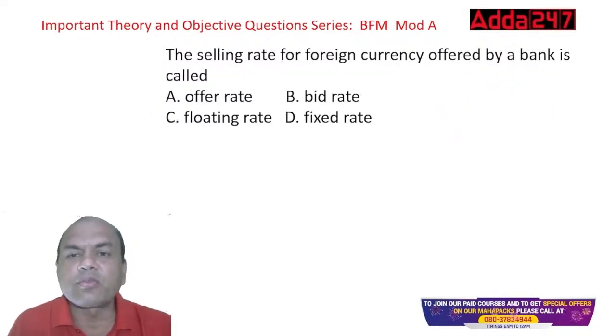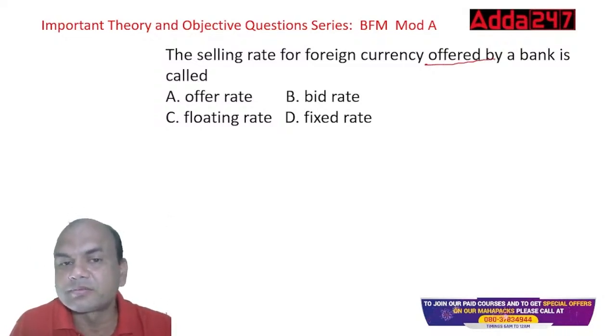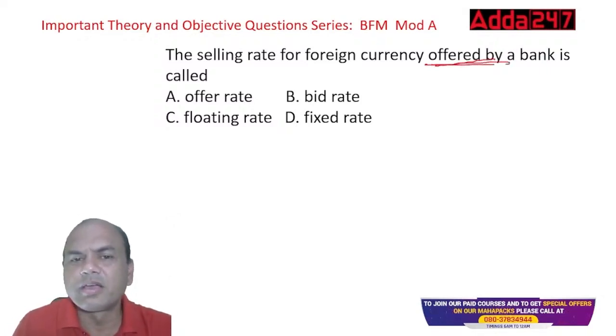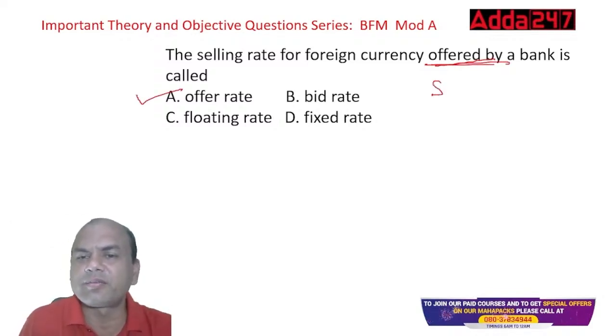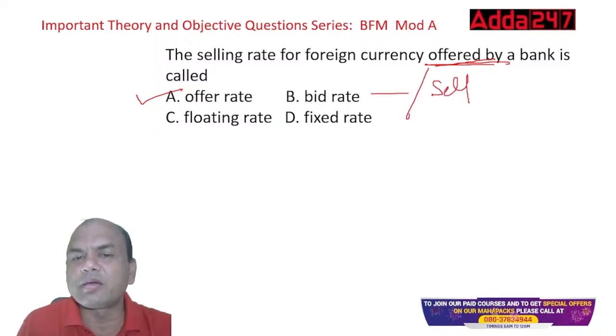The selling rate of a foreign currency offered by a bank is called the offer rate. Offer rate, bid rate, floating rate, fixed rate, the name itself is enough. It is offered, so it is the offer rate, which is sale. You can call it sell rate. Always on the left side it is buy, and on the right side it is sell.